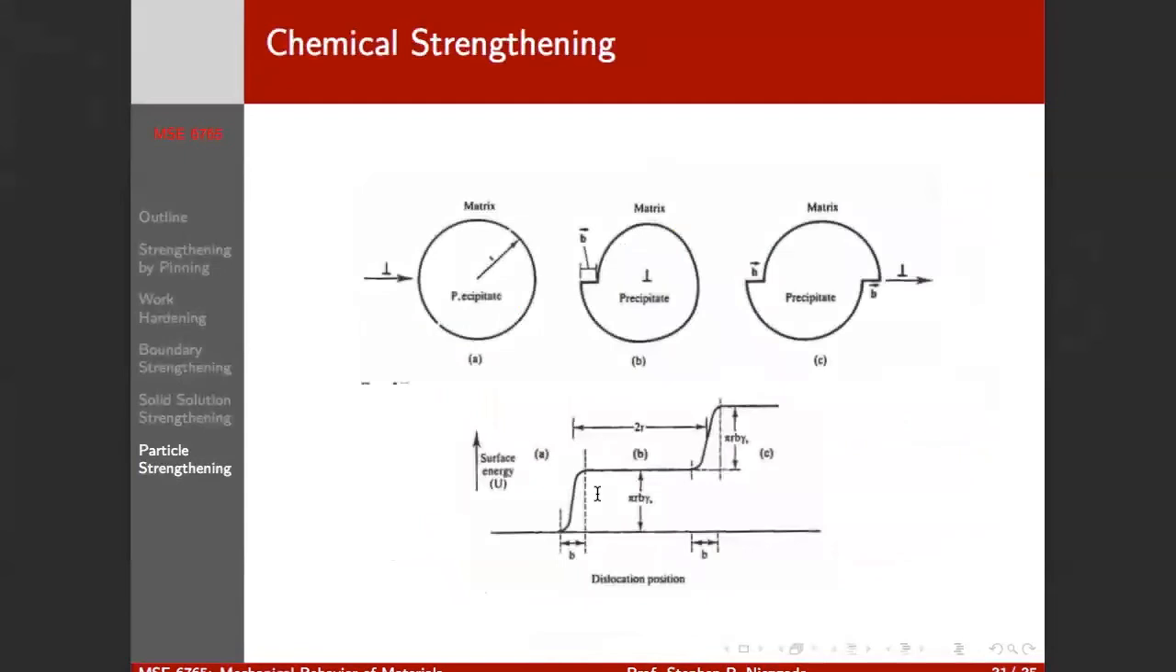Then if we shear a particle, we're also making new interface. Every dislocation that comes through, we create a step, right? So that means we're creating new interface. So the interfacial energy of this, right? We have to pay a penalty to create that energy. We call this chemical strengthening.